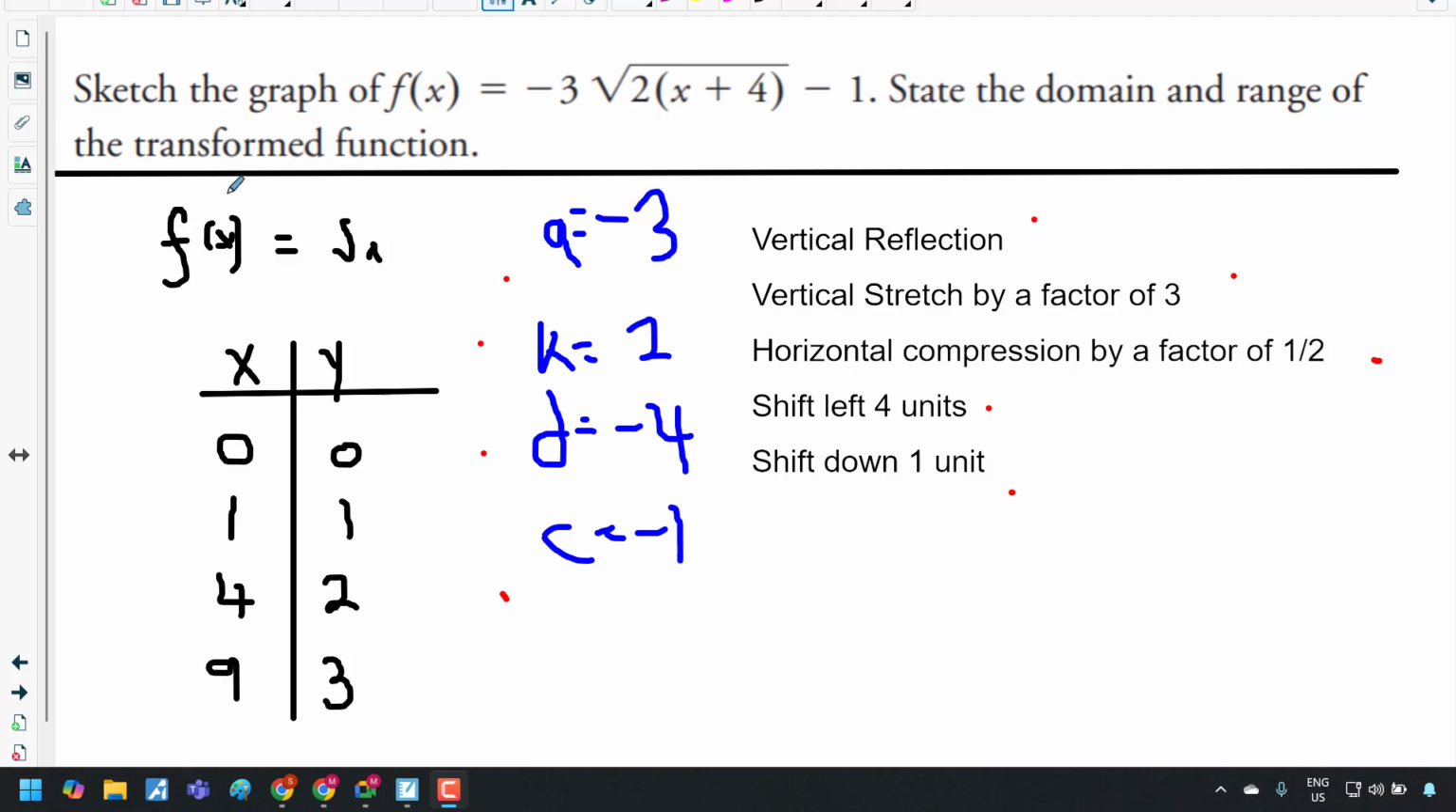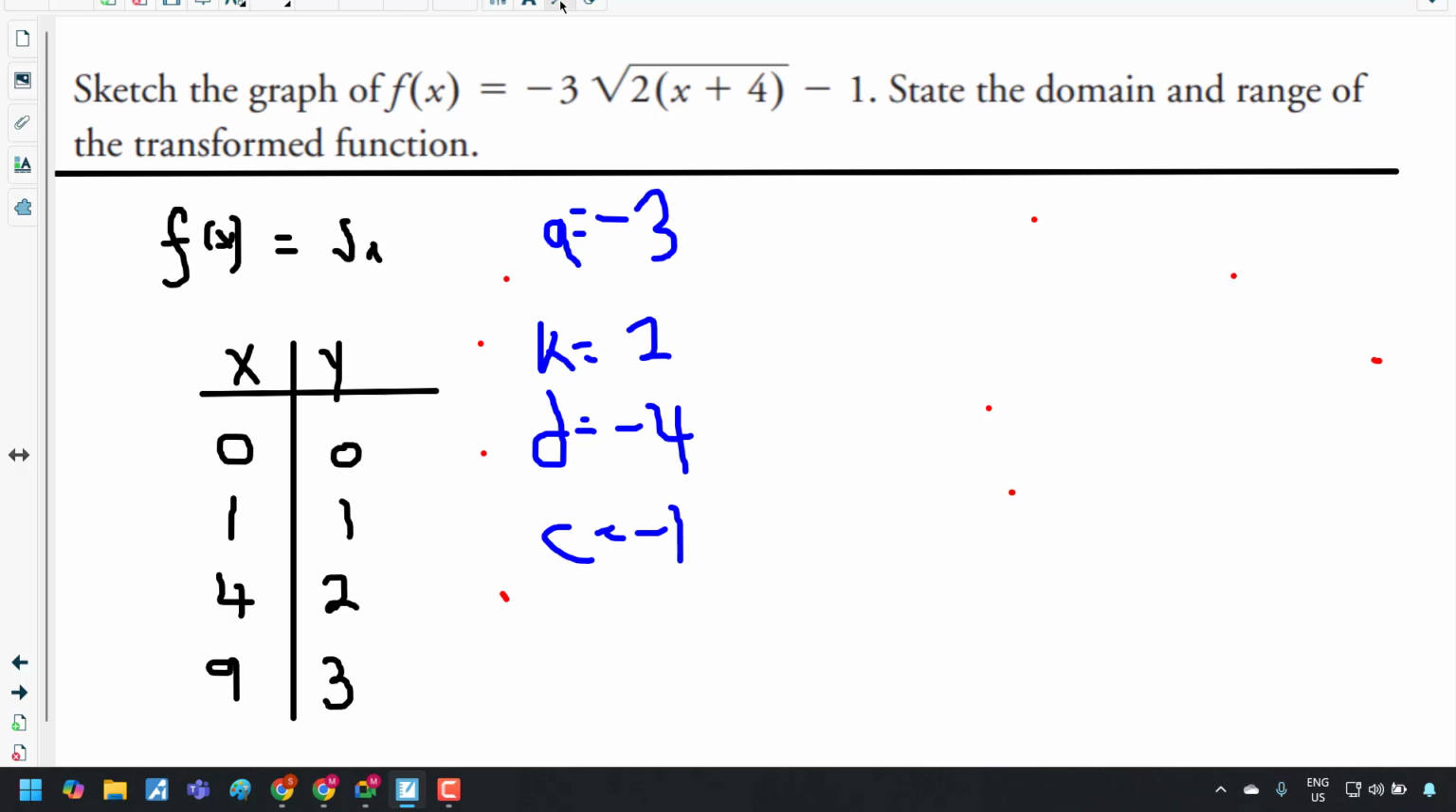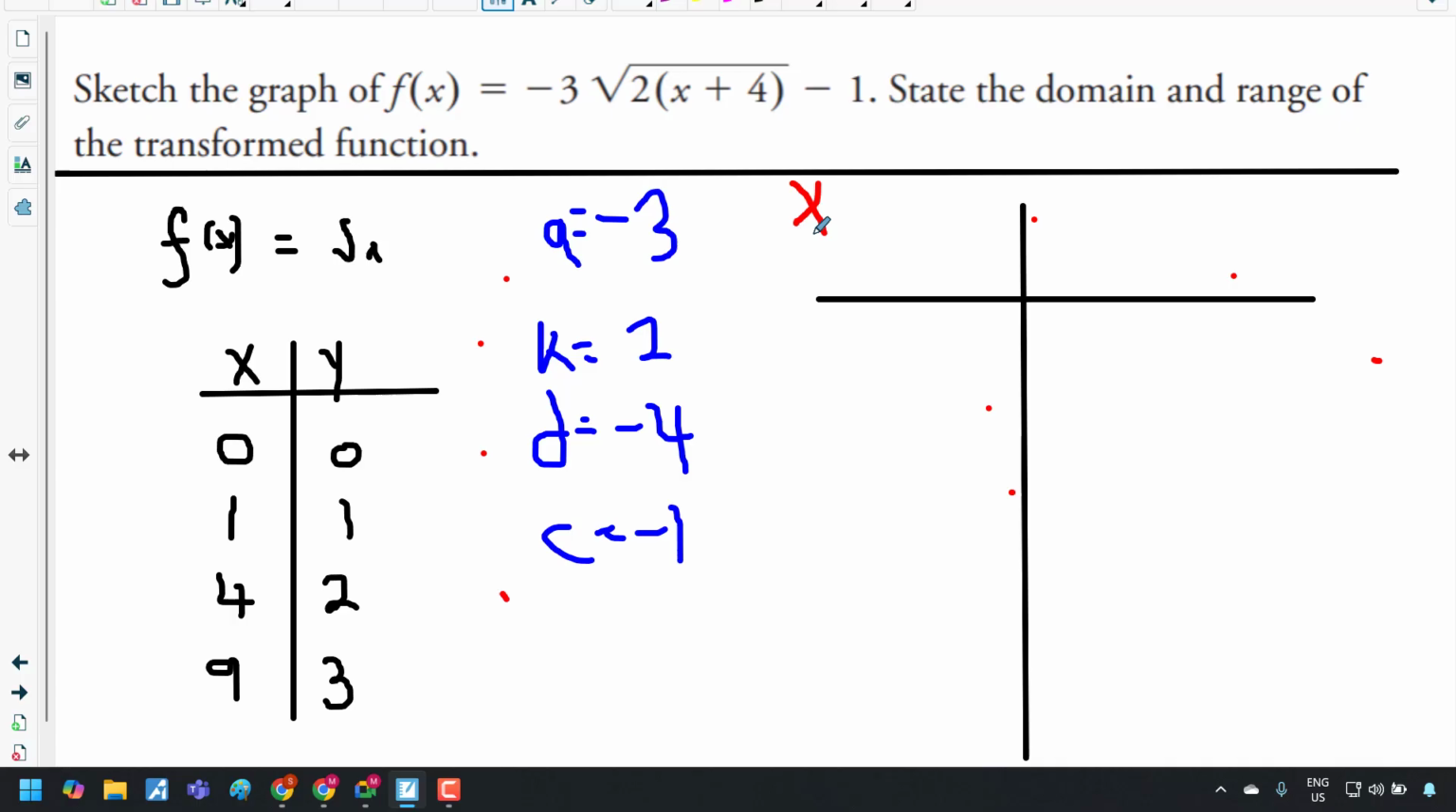All right, so once you have your A, K, D, C values labeled and you've written down your transformations, now you make a table of values to graph your transformed function. And as I mentioned earlier, your mapping notation is x over k plus d and ay plus c.